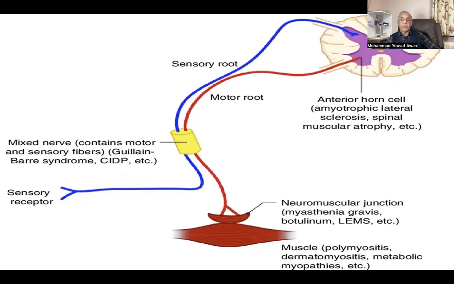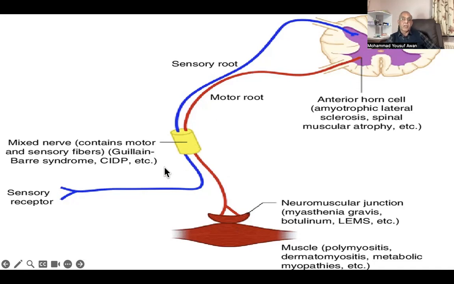And the fibers from the anterior horn cells, that's this part of the spinal cord to this part of the spinal cord, through the motor root to the muscle. These are the lower motor neurons. So from the anterior horn cells down to the muscle, the fibers are carried from the anterior spinal root to the peripheral nerve to the muscle. These are the anterior horn cells.